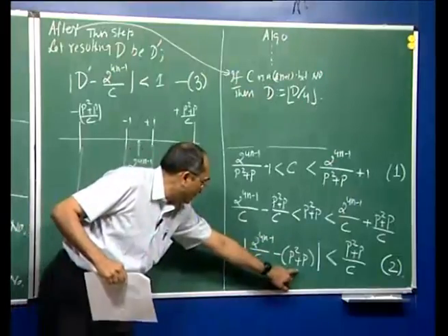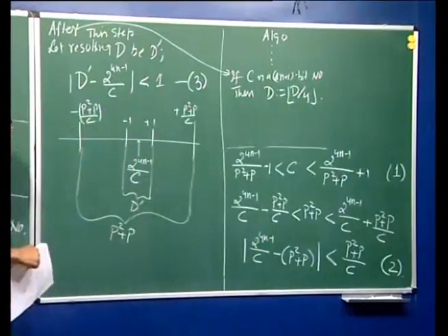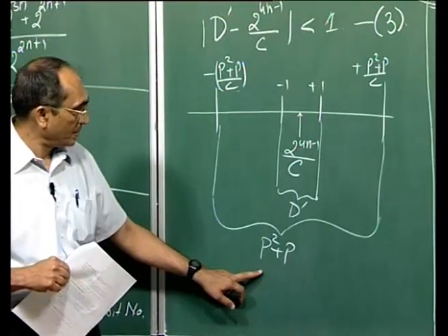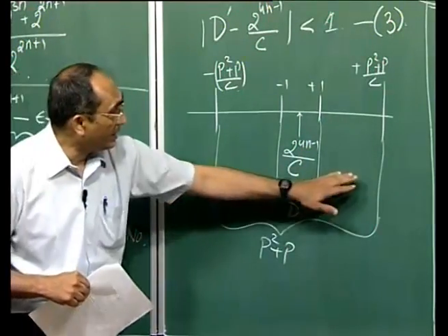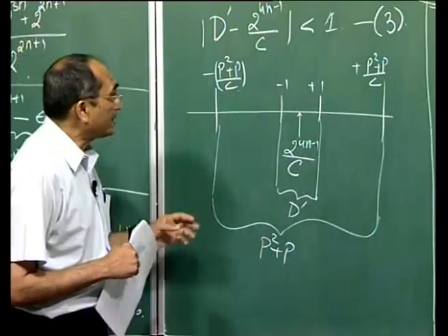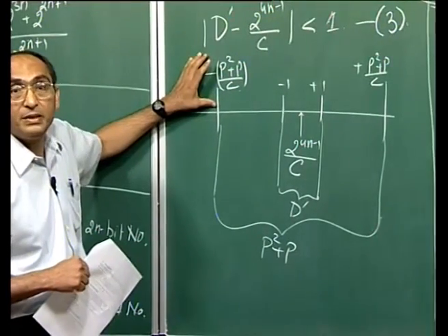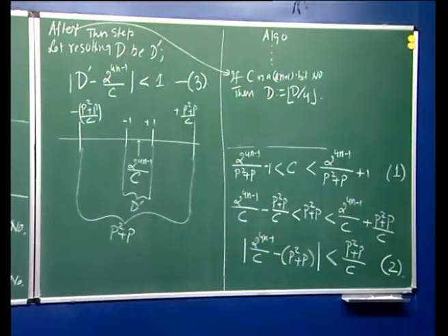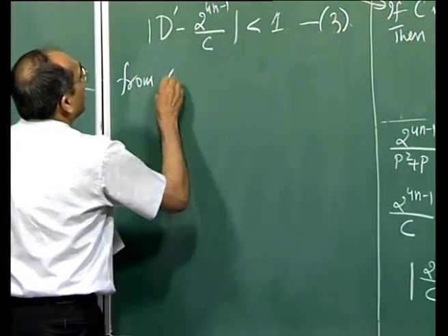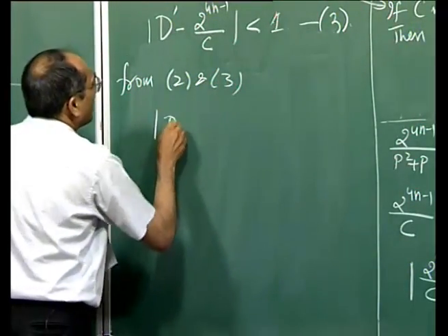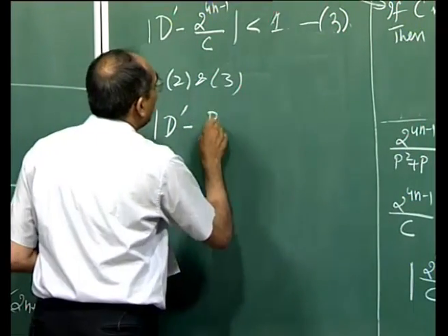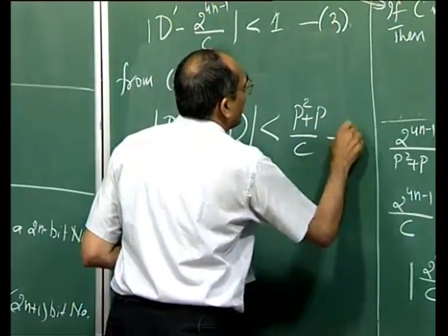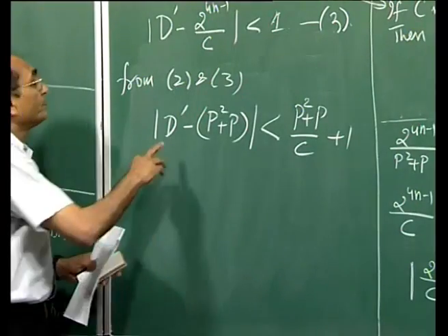Okay. So, because this is the difference between these two bounded by p square plus p by C within this range. Hence, the difference between D prime and p square plus p, D prime is in here, p square plus p is somewhere here. So, the difference between D prime and p square plus p must be at most p square plus p by c plus 1, okay, in absolute sense. So let us try to state that we have from 2 and 3 the difference between d prime and p square plus p is less than p square plus p by c plus 1. That is the most that is possible between these two.